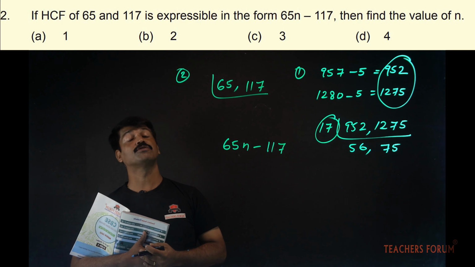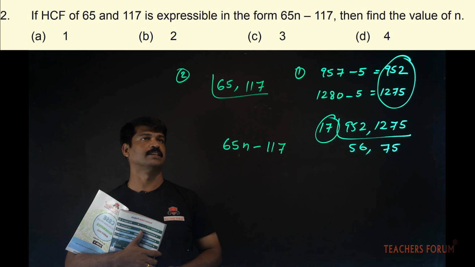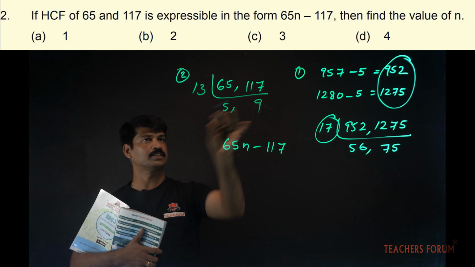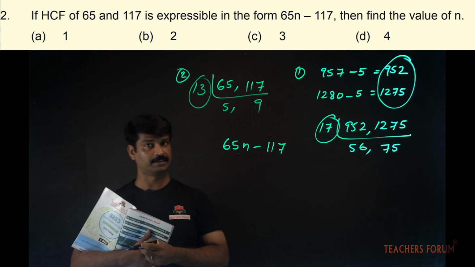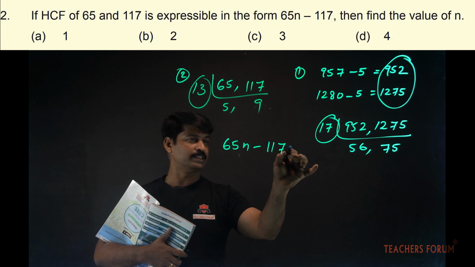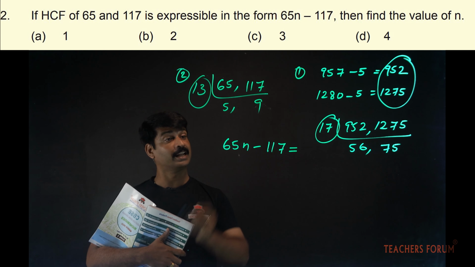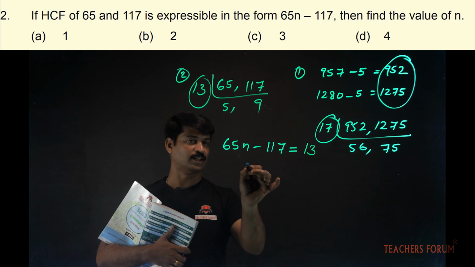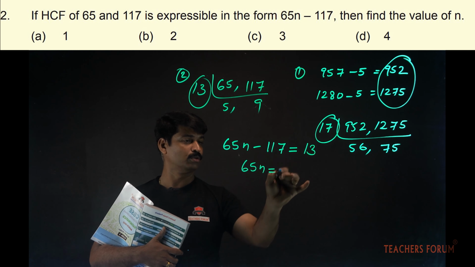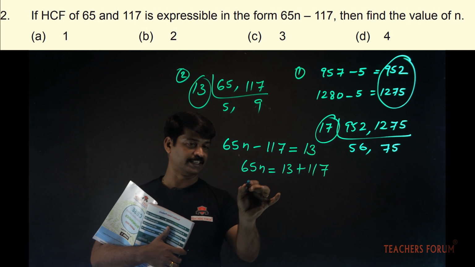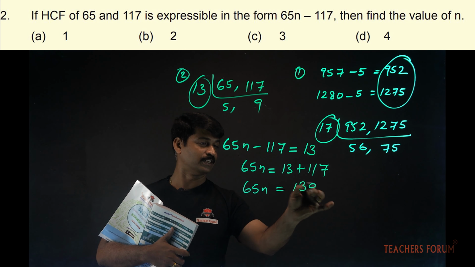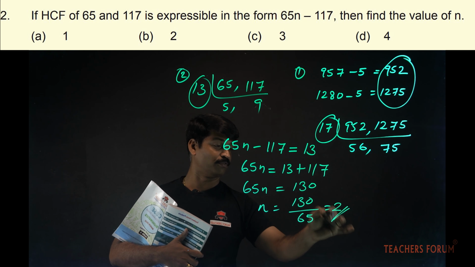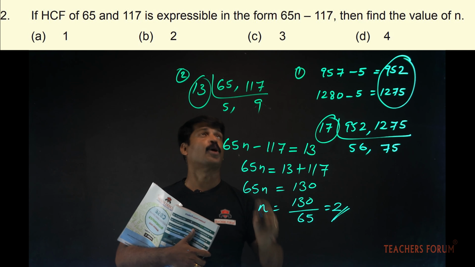So first of all, what you have to do? You have to find the HCF of 65 and 117. So you can divide this throughout by 13. What you will be getting? You will be getting 5 and 9. So it stops here. So the HCF is 13. According to the question, 65n minus 117 is equal to 13. Then 65n is equal to 13 plus 117. That is 65n is equal to 130, and n is equal to 130 by 65, that is equal to 2. So the value of n is 2. So the correct option is option B, that is 2.